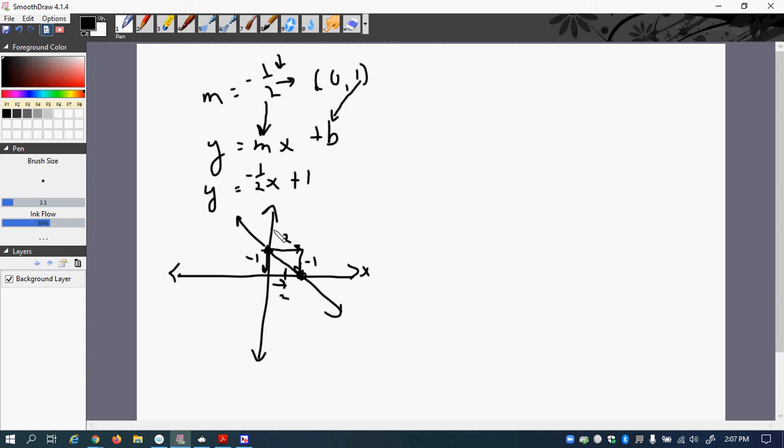And so you have to be able to do that, be able to sketch a line, and be able to create the slope-intercept equation from the given information.